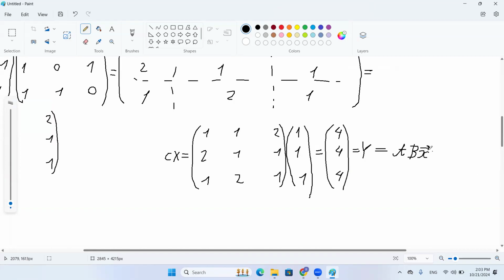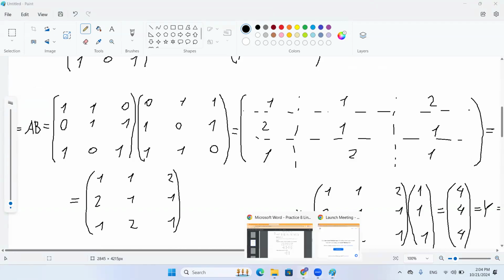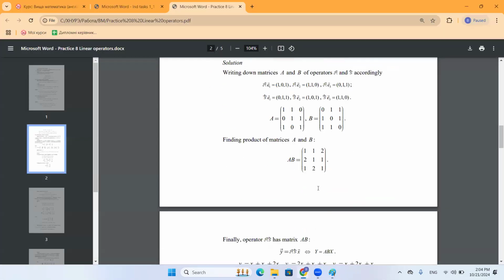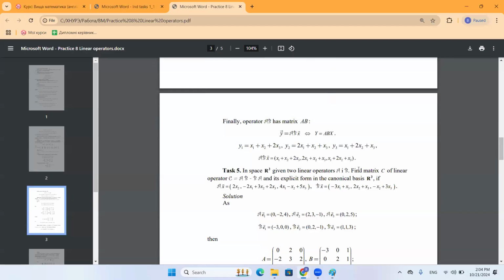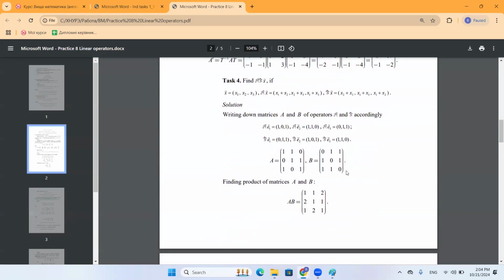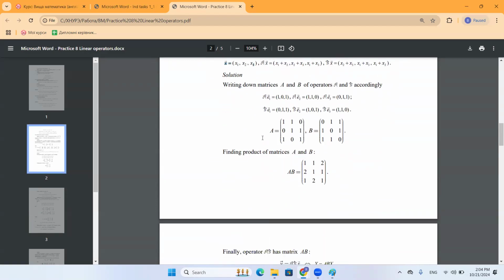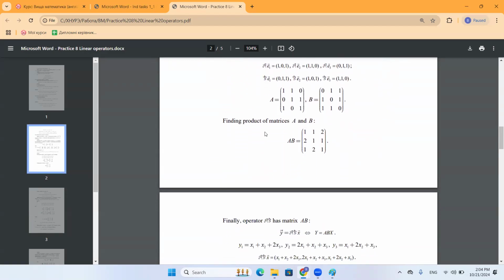So if we apply operators A and B in such a sequence, of course BA doesn't equal AB. We can conclude it from the matrix non-commutativity property. Sorry, but why do we multiply by the 1 1 1 matrix? Because here is our element x. Okay, understood.